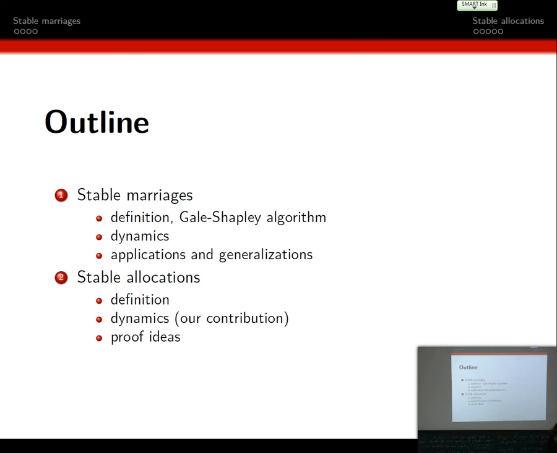Alright. So that's the focus of the following. I talked about stable marriages and the generalization of this to stable allocation. And I entitled this talk definitions, but I'm going to talk about dynamics. So what happens if you let the system work on its own?